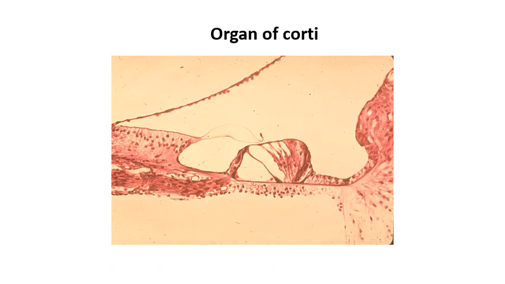Here is the organ of Corti. Here is the basilar membrane. Here is the tectorial membrane. Here is the vestibular membrane. So this is the scala media. Here is the scala vestibuli and scala tympani.